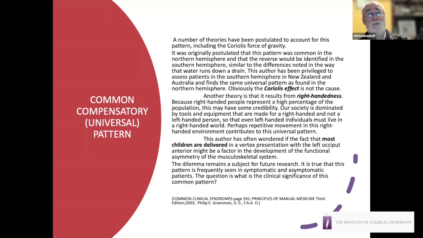Greenman also goes on to say a number of theories have been postulated to account for this pattern. He goes through a number of them, like the Coriolis force of gravity, so that you expect the opposite pattern in the southern hemisphere. And he says he's treated in both hemispheres and found the same pattern, so he dismisses that. Then you have the right-handedness, which is a bit more plausible, because a high proportion of people are right-handed, and the left-handed people have to live in a society dominated by tools and equipment that are made for the right-handed. So again, it could be a pattern in it. And he's also wondered about the birthing, that most children are delivered with a vertex presentation of the left occiput anterior, and that might have something to do with it.